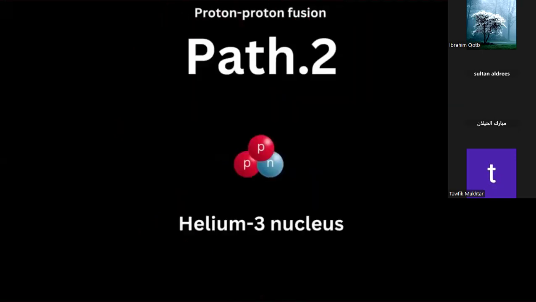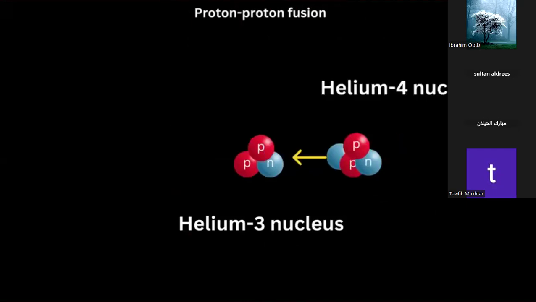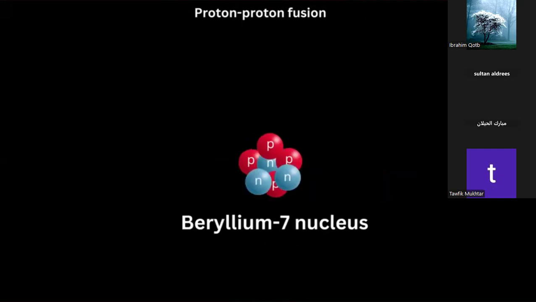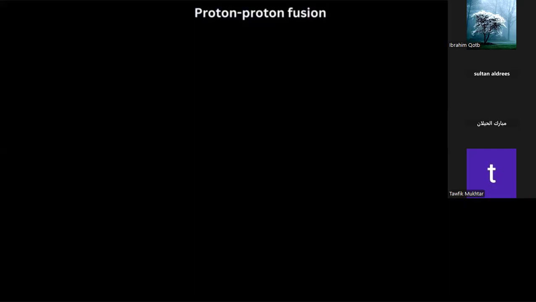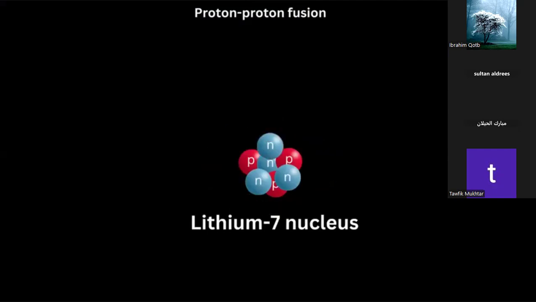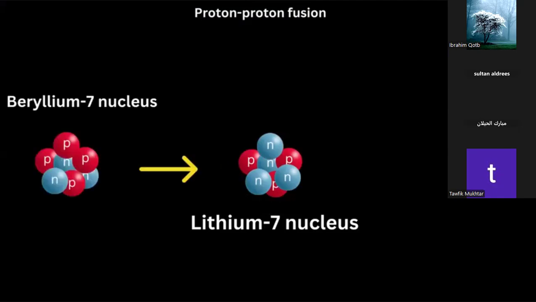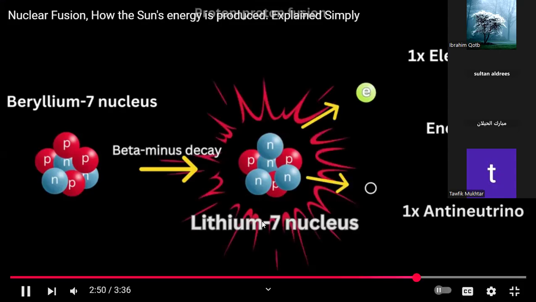Path 2, helium-3 capture. A helium-3 nucleus captures a helium-4 nucleus to create a beryllium-7 nucleus, which contains 4 protons and 3 neutrons. A gamma-ray photon is released by this process. Number 4, beryllium-7 decay. A lithium-7 nucleus, which has 3 protons and 4 neutrons, is created when the beryllium-7 nucleus experiences beta-plus decay. An electron, an antineutrino, as well as some energy, are released in this process.